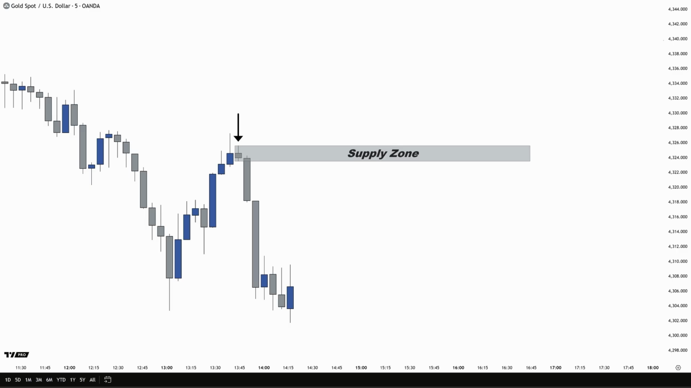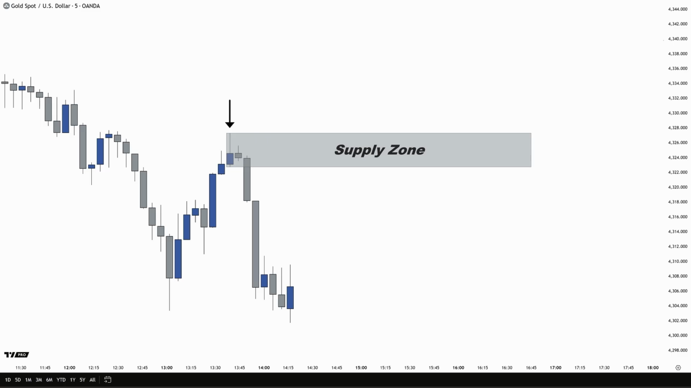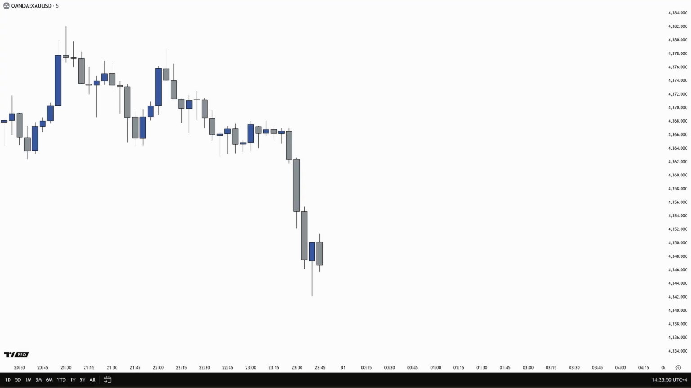That's probably not the best way to identify supply. In this case, marking the last green candle gives us a more valid area. On the contrary, in other situations, the first red candle may provide a clear and more reliable supply zone, depending on how the move develops and how price reacts afterward.